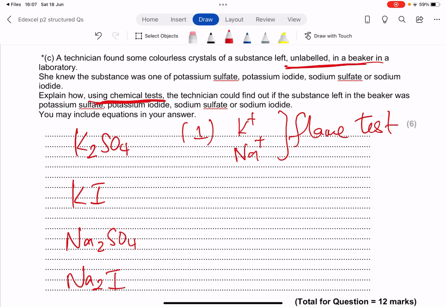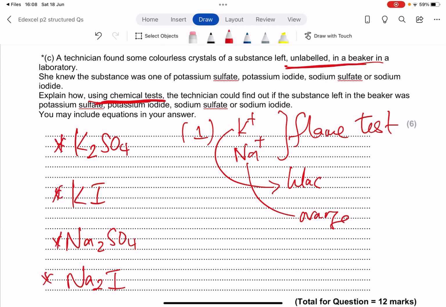So flame test means you take a nichrome wire, dip it in the solutions of each one, and then observe the flame. Potassium ion gives you lilac color, and sodium ion gives you orange color. Actually, if these are solids, make them into solutions first for the next test. So dissolve these ions in water now.